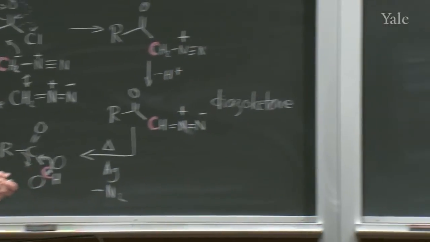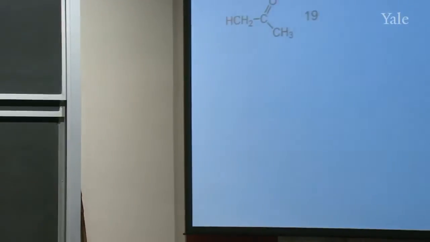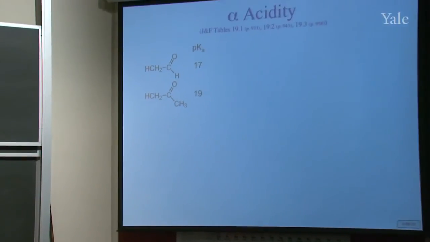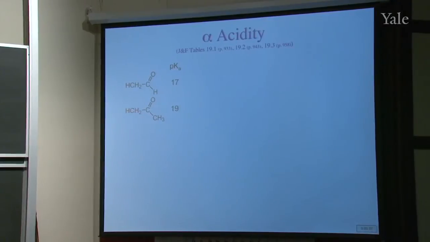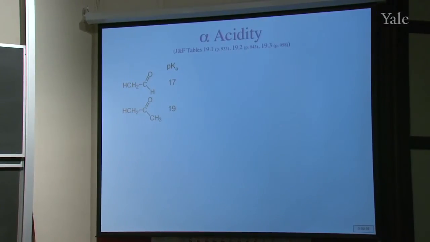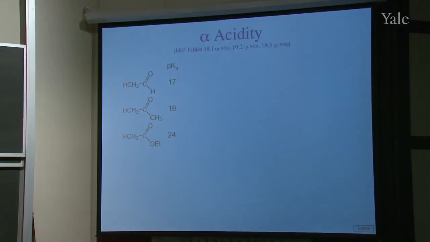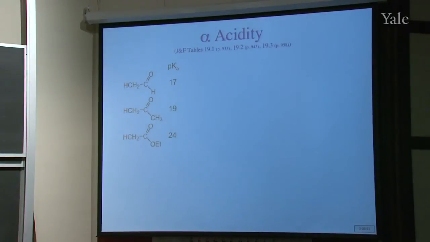Okay, so the pKa of acetaldehyde is 17, right? Acetone, we talked about this before, is probably slightly less acidic. The anion isn't quite as stable. 19, two orders of magnitude in the equilibrium constant. Okay, now the ester is another 5 orders of magnitude less acidic, right? The equilibrium constant is 10 to the 5th smaller.